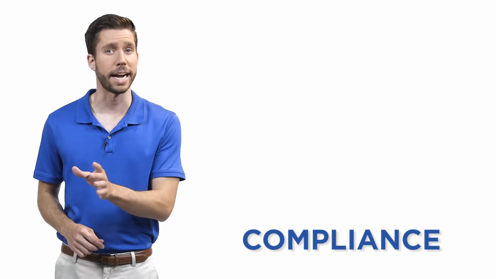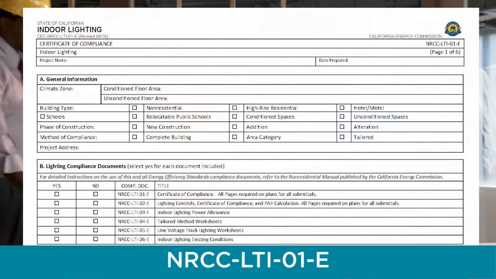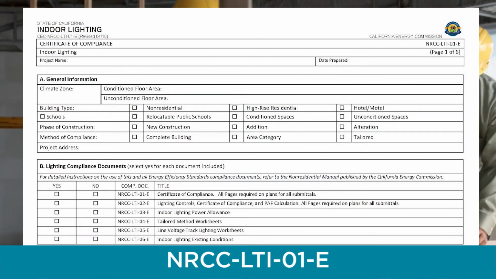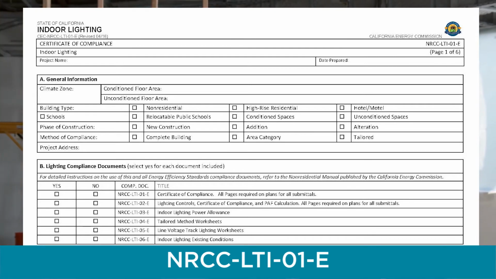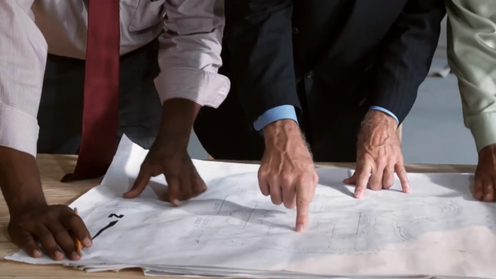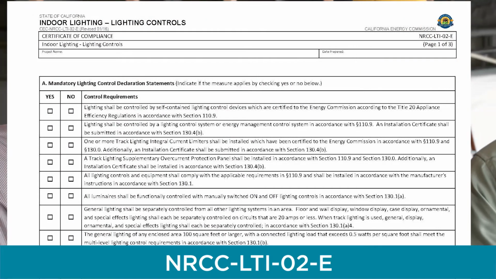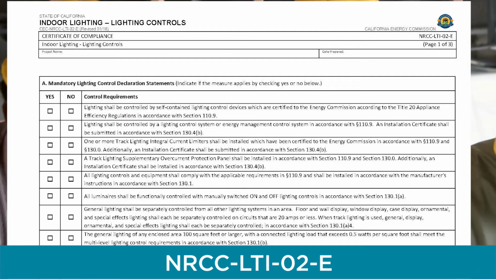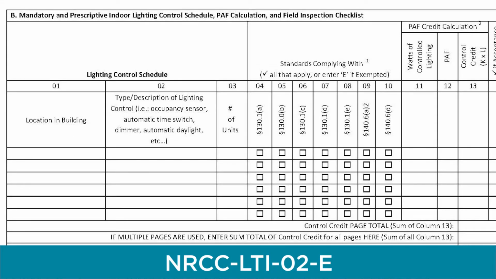to multi-level lighting controls. Multi-level lighting controls are documented on Certificates of Compliance and Installation. Form NRCC-LTI-01-E is required for all buildings. This is the Certificate of Compliance for indoor lighting. NRCC-LTI-02-E is used to document lighting controls installed to comply with the standards. Controls must be noted in Table A and listed separately in Table B.